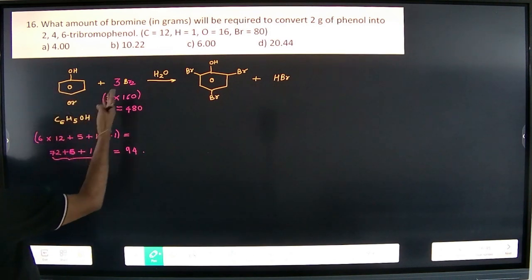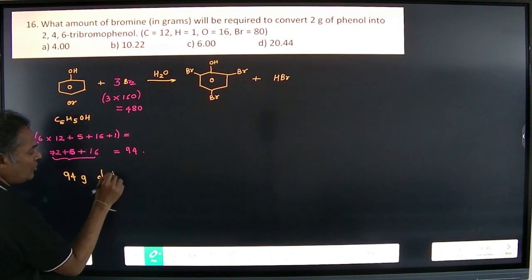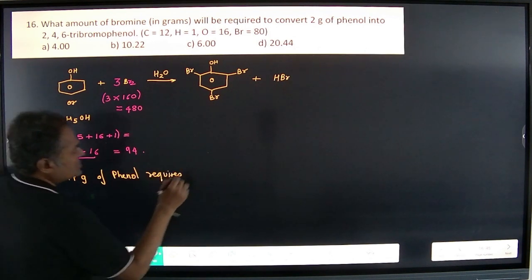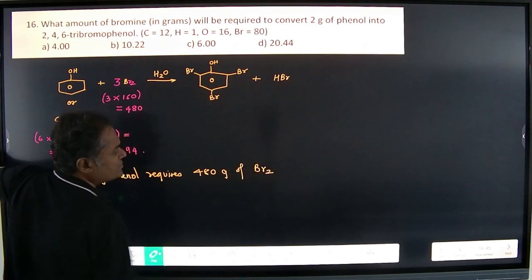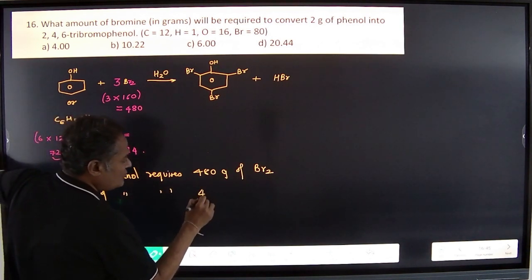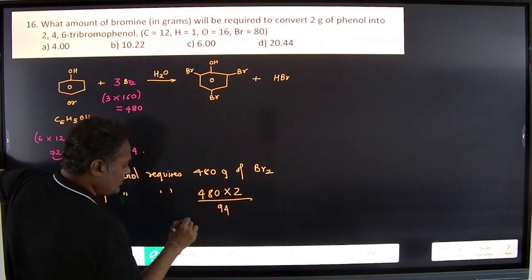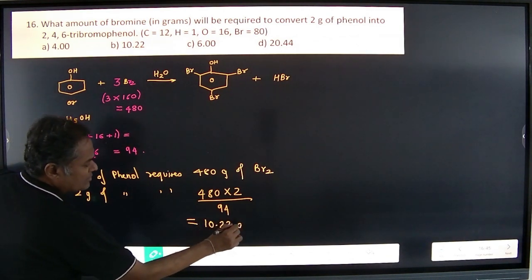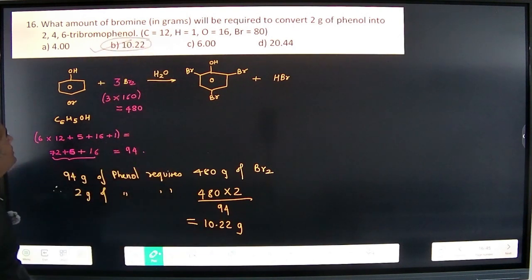So, let us now take the calculation. What they are asking is how many grams of bromine would be required. Since 94 grams of phenol requires 480 grams of bromine, therefore 2 grams of phenol will require 480 multiplied by 2 upon 94. When you calculate this value, it comes down to 10.22 grams. That means the correct option as per the MCQ is B. I hope this is clear, child.